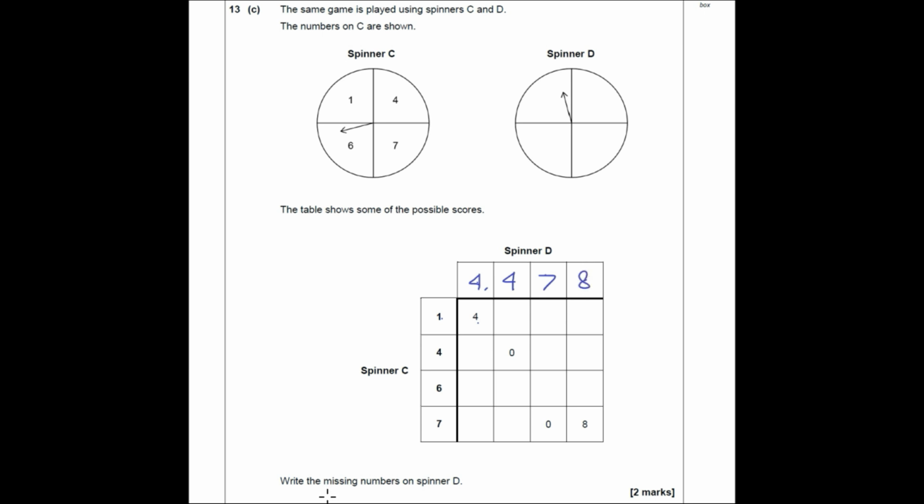And then we are asked to write the missing numbers on spinner D. On spinner D, we have 4, 4, 7, and 8. You might think, why didn't I complete these tables? Because I don't think it's necessary, because they don't ask for that. But if you do have time and you want to play a little bit, you can just continue with adding this. 4, 7, 8, and then this is 0, 7, 8, and it is 6, 6, 7, 8. It's 7 and 4, so it should be 7, 7. That's it, but once again, it's not necessary.